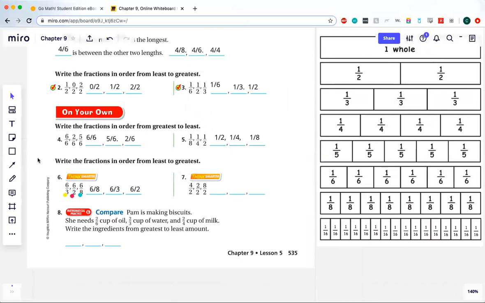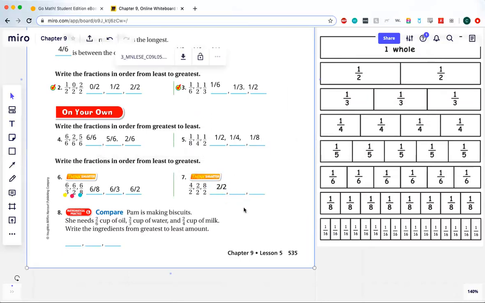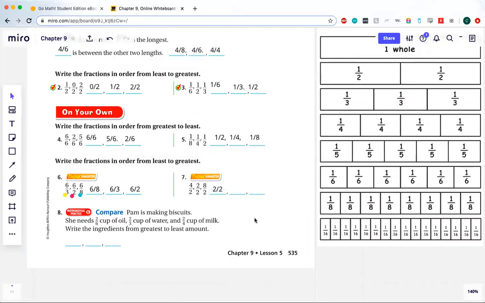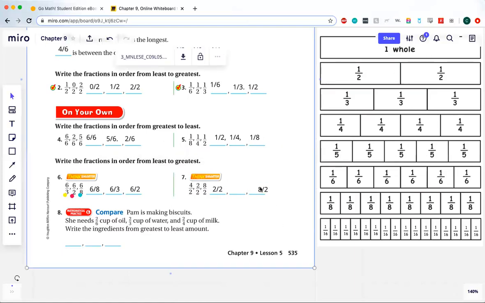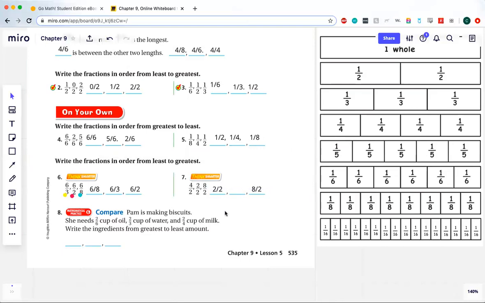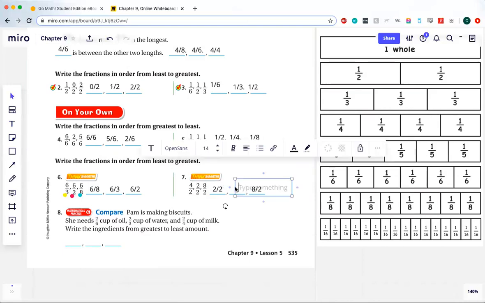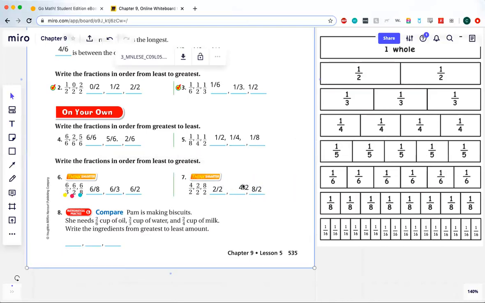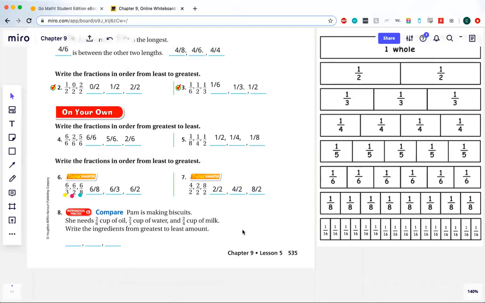Okay, well, I know that 2 is smaller than 4 or 8. So I'm going to write 2 over 2 here, because that's going to be our smallest, and we're ordering from least to greatest. And I know that 8 is bigger than 2 or 4. So I'm going to put that in my greatest spot, 8 over 2. Okay, and then I'm going to take my last number and put it in the middle, because that's our in-between, 4 over 2. All right? Perfect. All right, let's look at number 8.